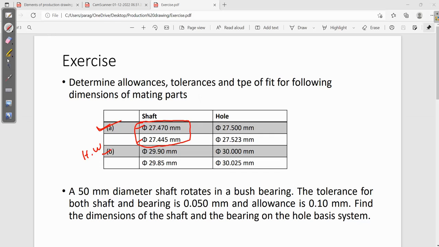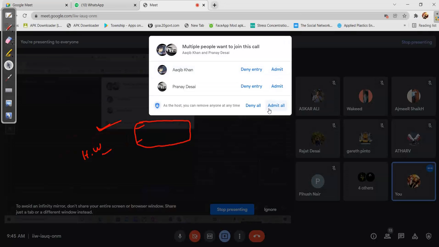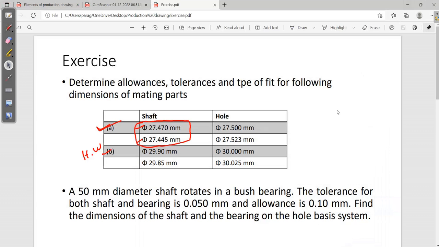See, those who have joined late, we are solving the exercise based on yesterday's discussion. So this is the first question. So we are going to solve this now.